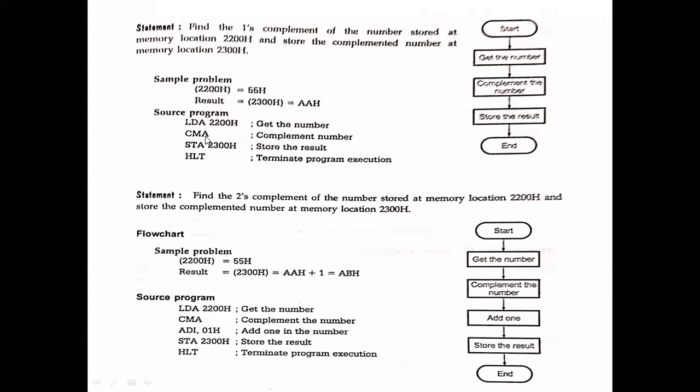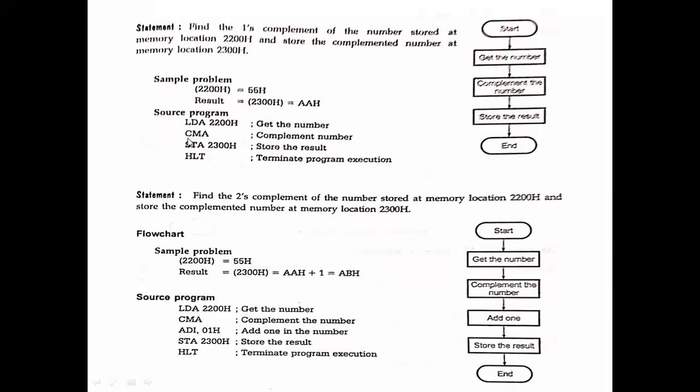CMA instruction will do the complementation process of the accumulator content. Since the number is already available in the accumulator, it will do the complementation. So once it does the complement of the number which is available in the accumulator, it will also store the result into the accumulator itself. So the result after doing the complement will be stored in the accumulator.